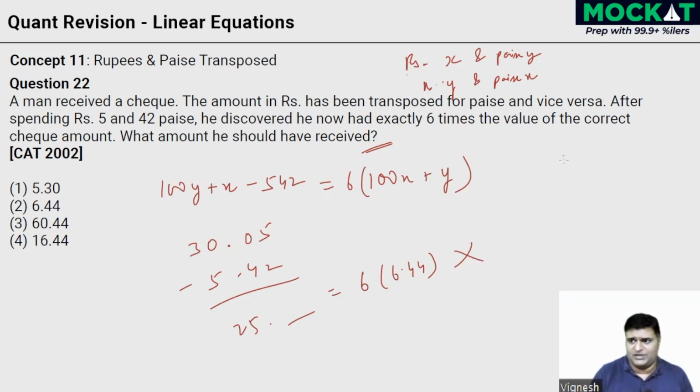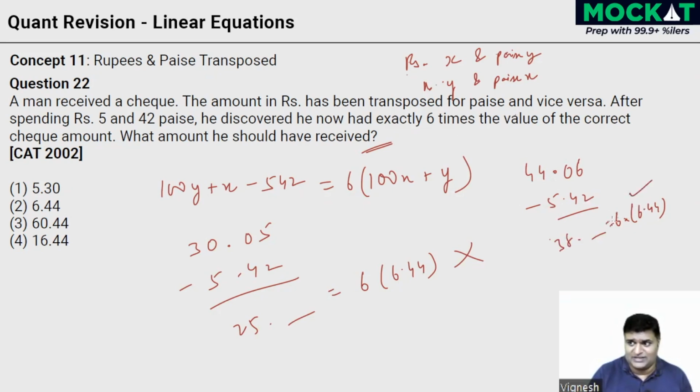What about the second option, 6.44? If it got reversed, I'm getting 44.06 over here. I'm subtracting a 5.42. And am I going to get something which is 6 times 6.44? Does that make sense? 6 into this. And if I subtract over here, I'm going to be getting 39, and a 38 point something is this.